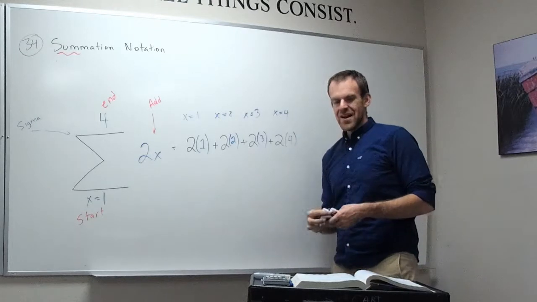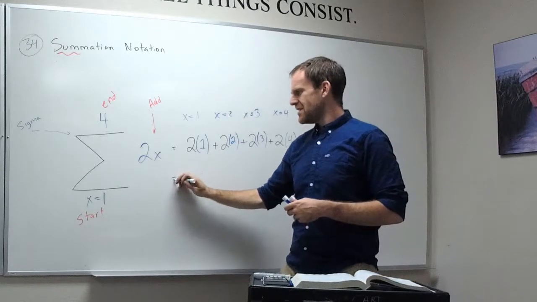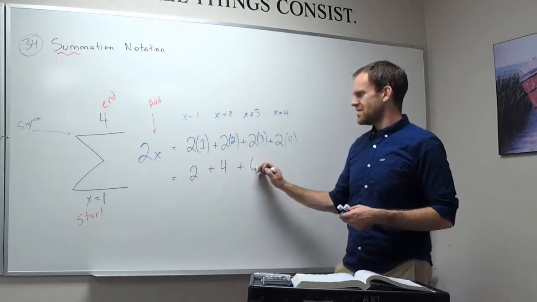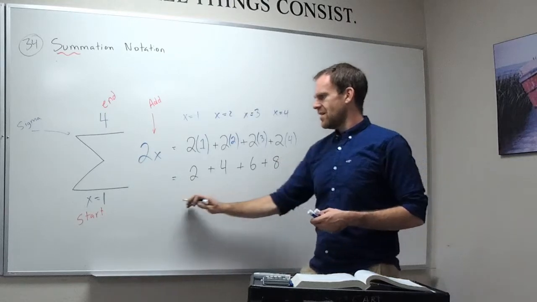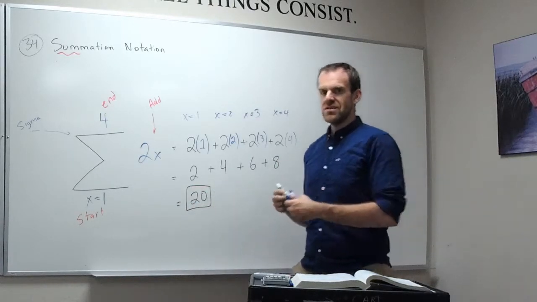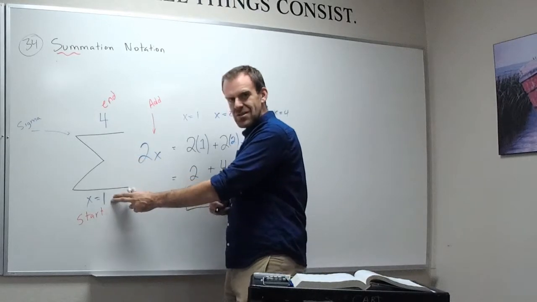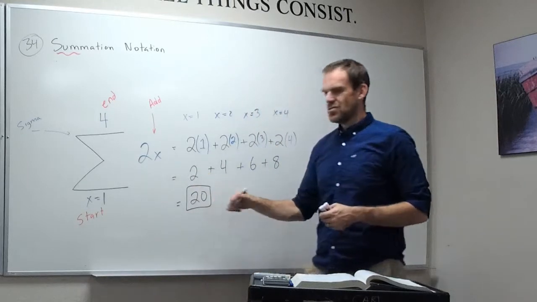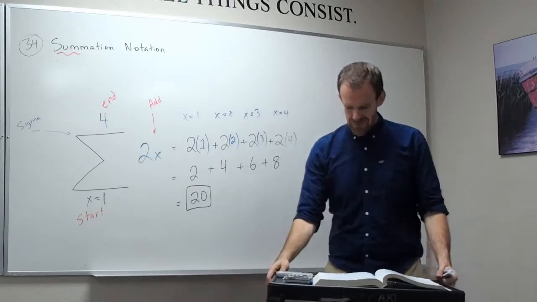Now, my problem's not done yet. I must multiply these and add. 2 times 1 is 2, 2 times 2 is 4, 2 times 3 is 6, 2 times 4 is 8, and that equals 20. So the sum from x equals 1 to 4 of 2x is 20. Let's try another one.